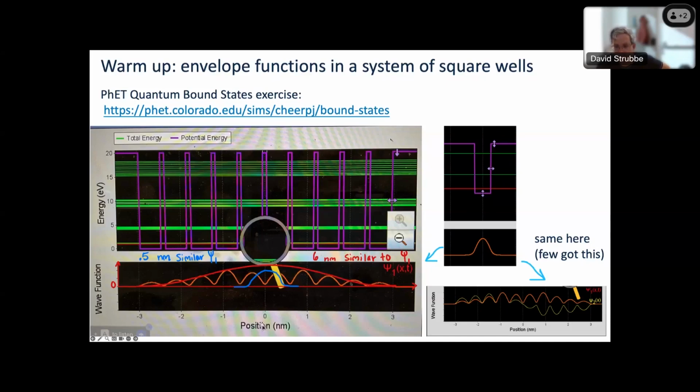What was a little bit more tricky, and I want to think for the future about how to explain this better, is what happens when we get something that changes sign. The one here is actually built from the same little square well solution, but the envelope function now changes sign, like the n=2 solution from the particle-in-a-box. Many students got confused and thought that this actually comes from a different square well solution.